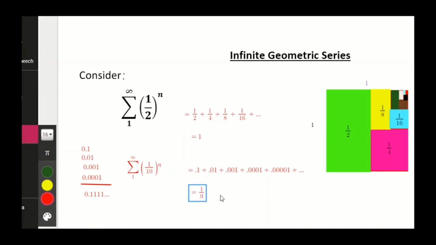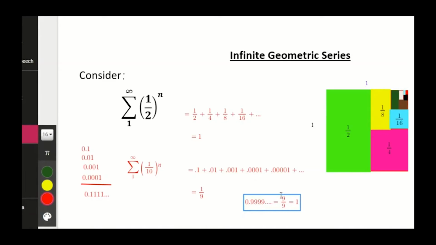Okay, 2/9 is 0.2 repeating, 3/9 is 0.3 repeating, 5/9 is 0.5 repeating, 9/9 is 0.9 repeating, but 9/9 also equals 1. So 9/9 equals 1, and 9/9 is 0.9 repeating.